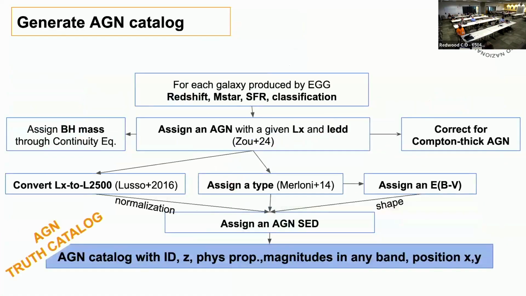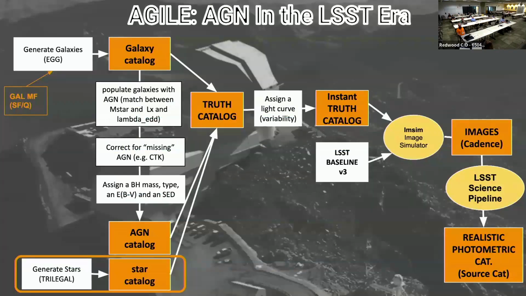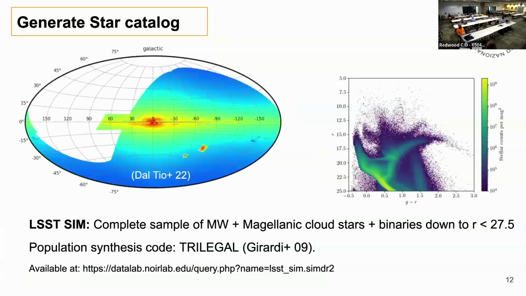So then we have the AGN catalog out of the way. We have the galaxy catalog out of the way. What is missing is the star catalog, for which we are using another external contribution. So this is another in-kind contribution, which simulated, in the LSST context, Milky Way and Magellanic Cloud stars and binaries. So we just take this catalog at face value and add it into the truth catalog that we have.